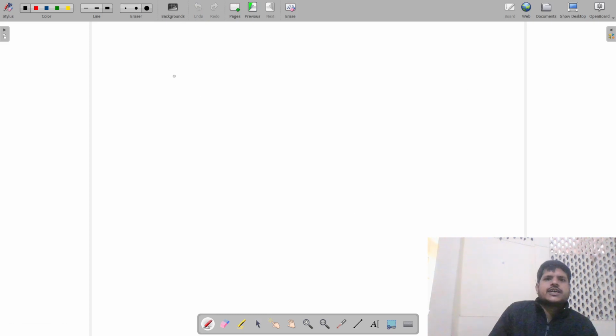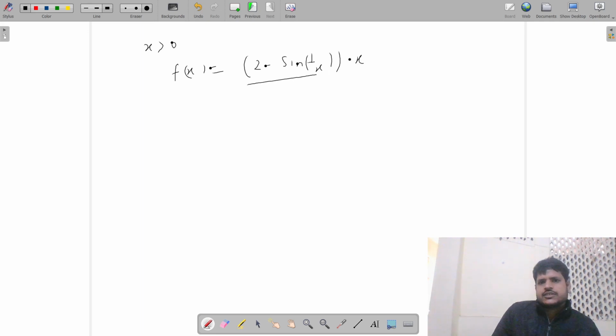Now first I take the case x greater than 0. In this case we have f of x equal to (2 minus sin(1/x)) into x. Now you can see there are two functions. This is a product of two functions. First I consider this and second this. So we use the product rule of differentiation.